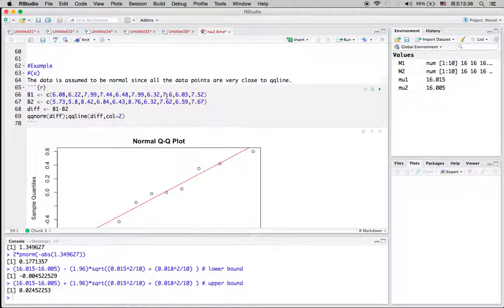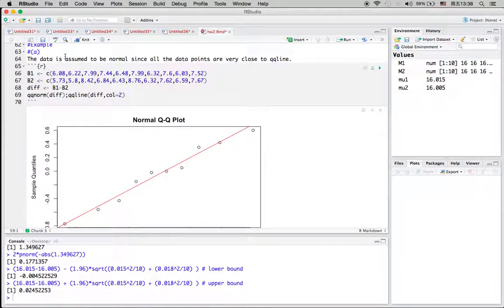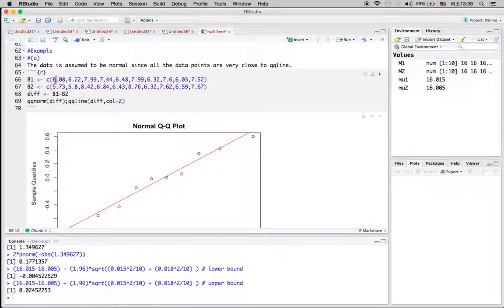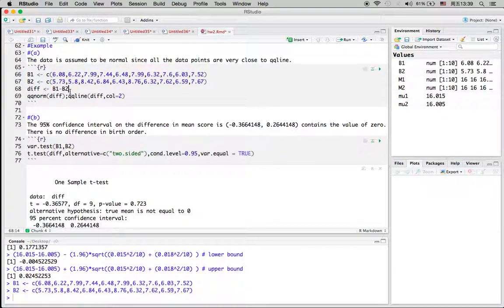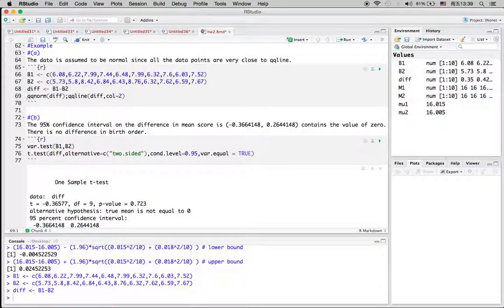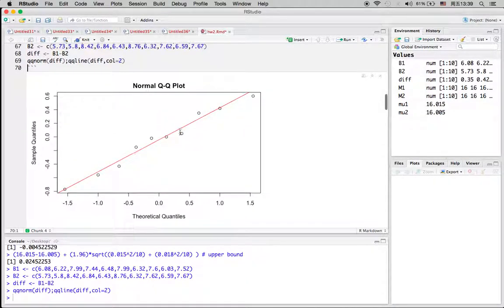So here, in the second example, we don't know the population variance, so we are going to use the t-table, the t-distribution. First of all, we're going to check if the assumption for the t-test is valid or not. So we're going to check if the samples follow a normal distribution.